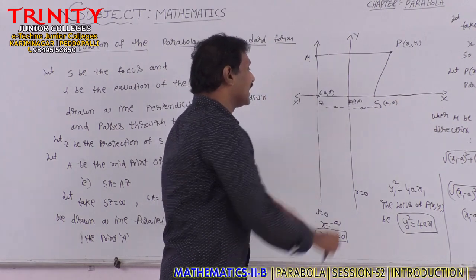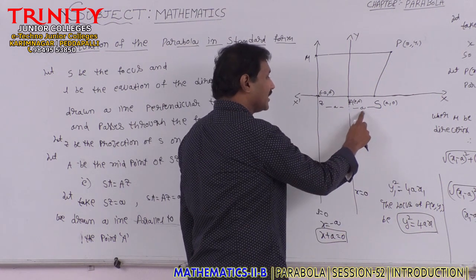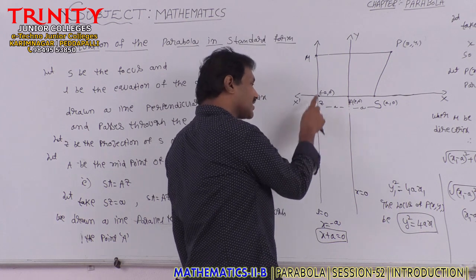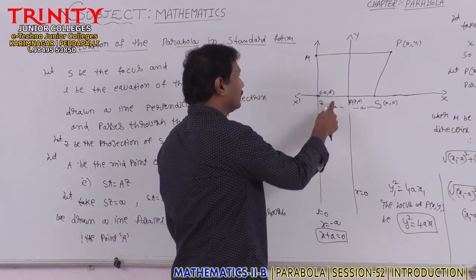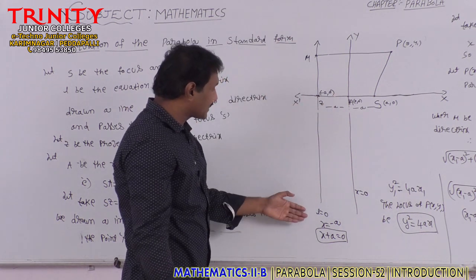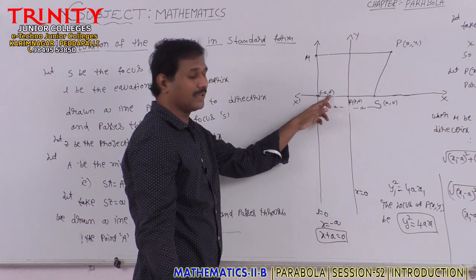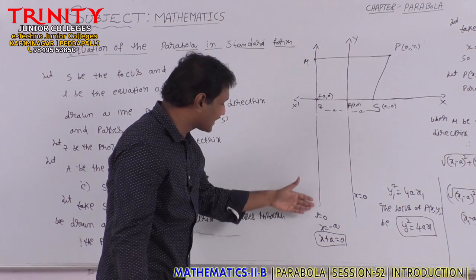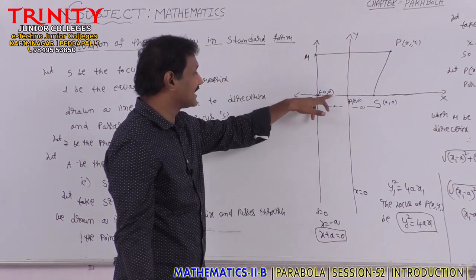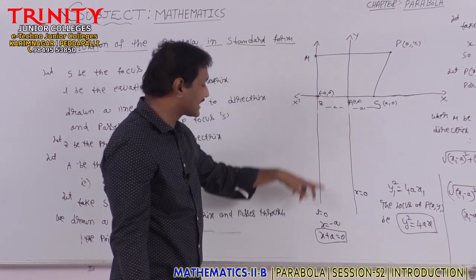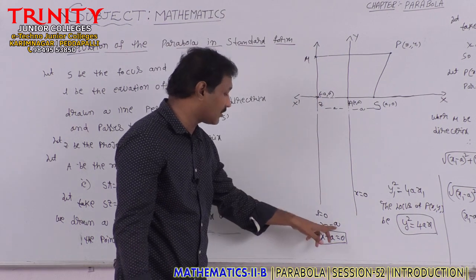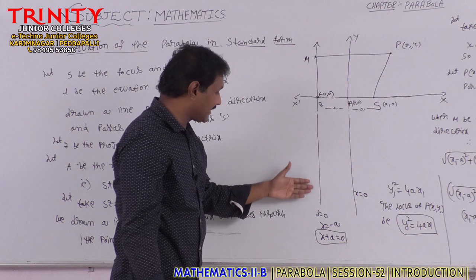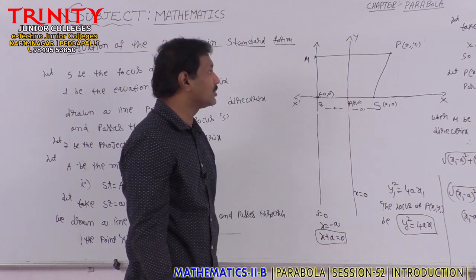The distance from A to S is small a, therefore the focus S is (a, 0), and automatically the coordinates of Z are (minus a, 0). The directrix passes through the point (minus a, 0). We know that the equation of any line parallel to the y-axis and passing through the point (minus a, 0) is of the form x equal to the x-coordinate, that is x equal to minus a, so x plus a equal to 0. The equation of the directrix is x plus a equal to 0.